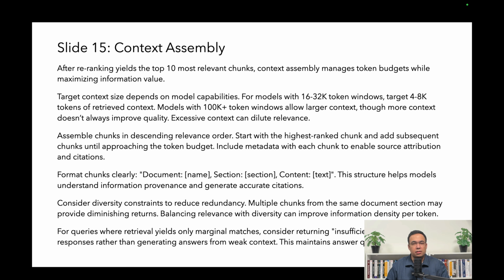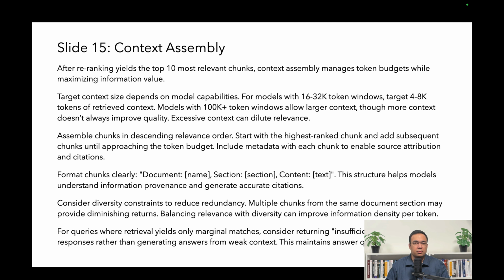But here's something that is very important to understand. More context doesn't always improve quality. Excess context can actually dilute relevance. If you send 50,000 tokens of context to the LLM, it might struggle to identify the most relevant information among all that text. There is research showing that retrieval quality often matters much more than sheer context size. So even with these large context windows available, I would recommend starting with a modest context budget.